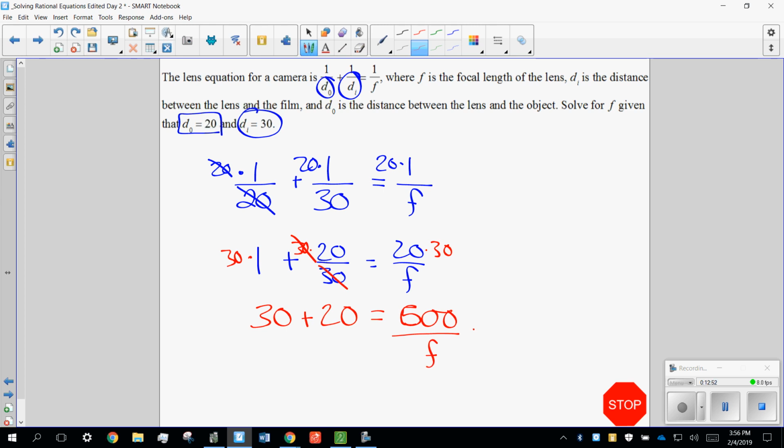So then we multiply by f everywhere. That's not the same f. 30f plus 20f, that's 50f, equals 600. Then we divide by 50, we get that the focal length of the lens is 12.